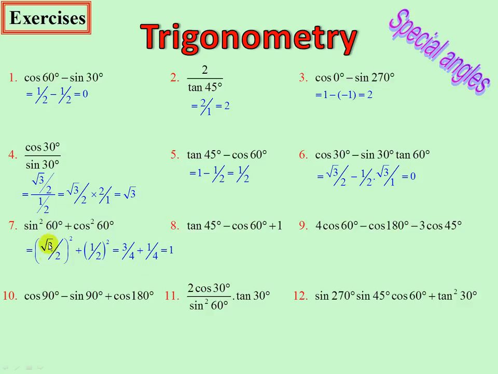Square the value of sine of 60, square the value of cos of 60, ends up with 3/4 plus 1/4, which is 1. For those who are now in grade 12, you'll remember this. This is actually a trig identity, so you'd go straight to the 1.